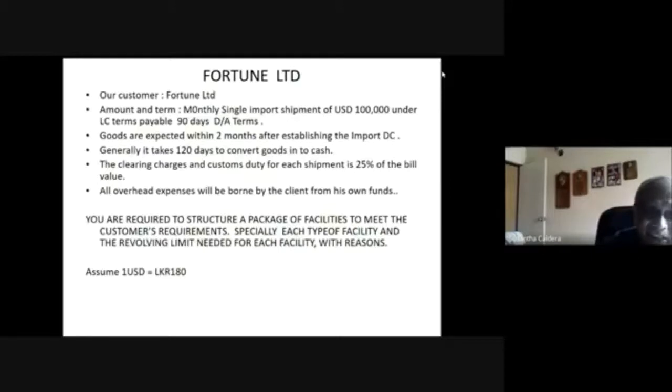Generally it takes 120 days to convert goods into cash. However, we have to pay the accepted bill in 90 days. Therefore, we need a short-term loan facility for a 1 month period.